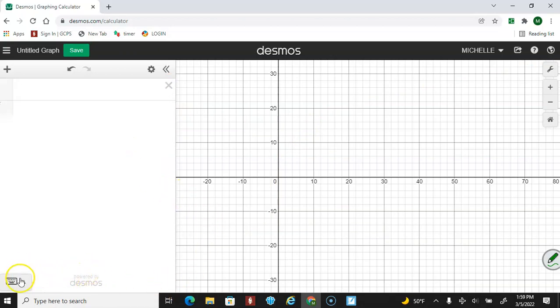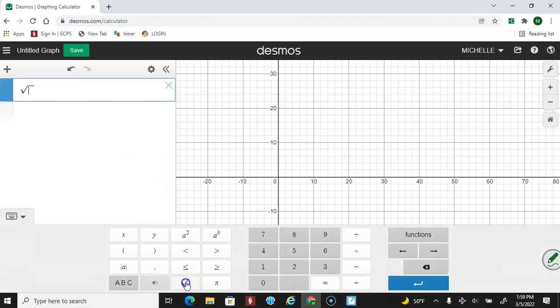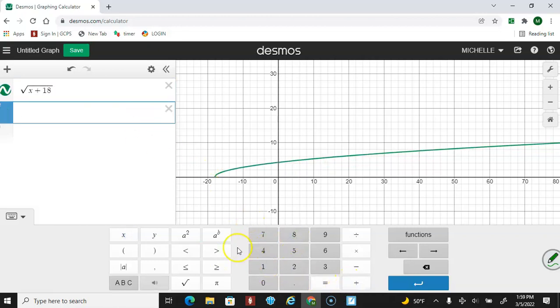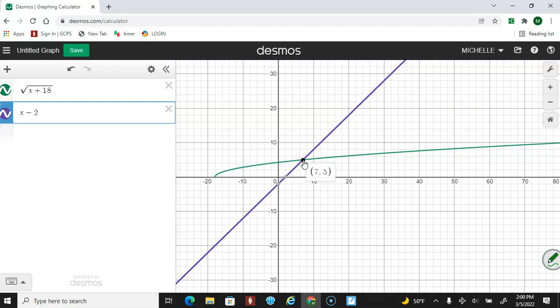Again, we're going to do the square root of x plus 18 for our one equation, and then x minus 2 for the other. And again, see, we got 7. Notice we did not get the -2. It did not intersect twice. Okay, so this is just another way for us to double check our answers.